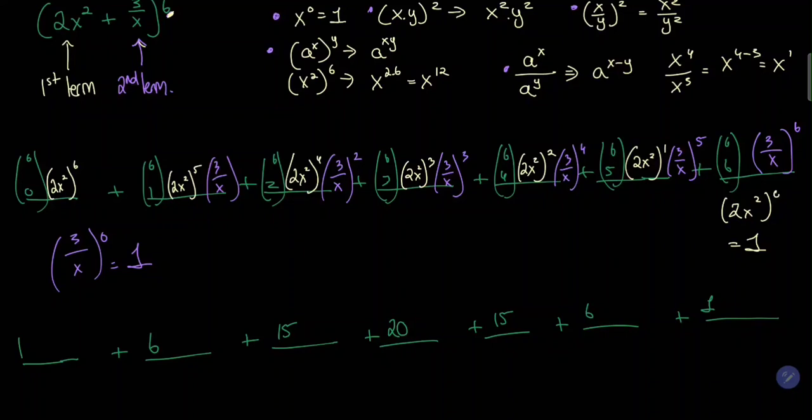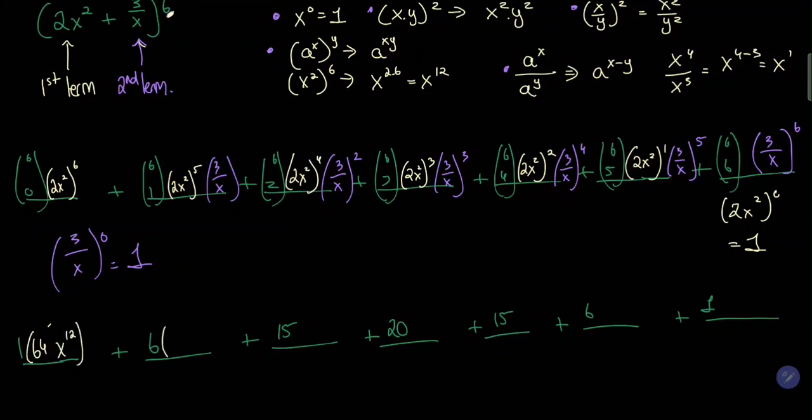Okay, so now you're going to start off 2 x squared to the 6. So you're going to look at 2 to the power of 6 first of all, which is going to get you 64. And then x squared to the power of 6, you look at the 6 times 2, and that's going to get you x to the power of 12.